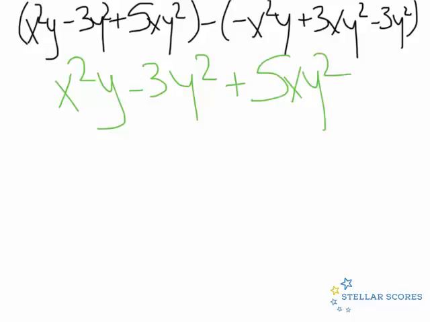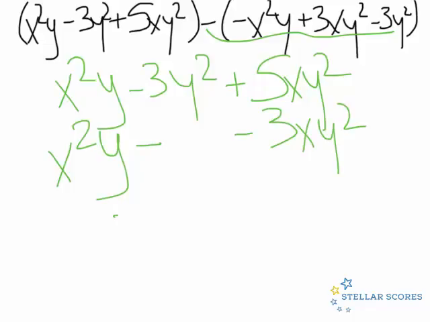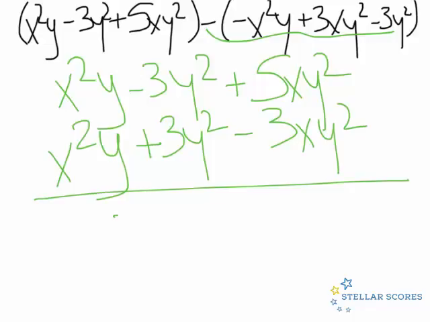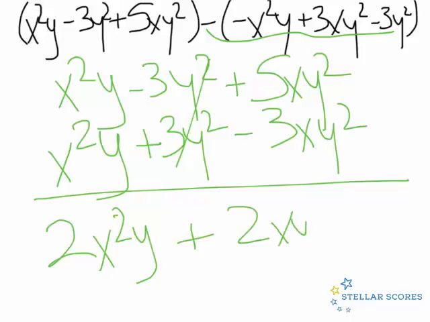And then I'm going to distribute this on the fly and rewrite it down here. So that turns into a positive x squared y, turns into a negative 3xy squared, and then it turns into a positive 3y squared. Do you see how I reordered this so that the like terms would be underneath one another? And then it's really easy and simple to just add like terms together. So that gives me 2x squared y. These, of course, cancel out, and then I've got a 2xy squared.